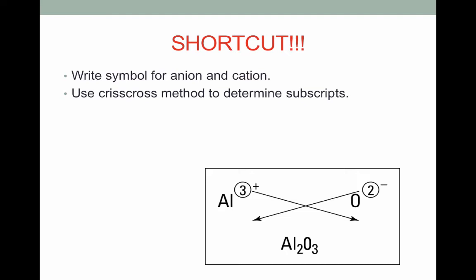The 2 from the oxygen's charge becomes the subscript for aluminum, and the 3 from the aluminum's charge becomes the subscript for the oxygen. It's crucial that you understand how to arrive at these ratios without the shortcut, but once you get good at it, it's fine to use the shortcut to move along more quickly.